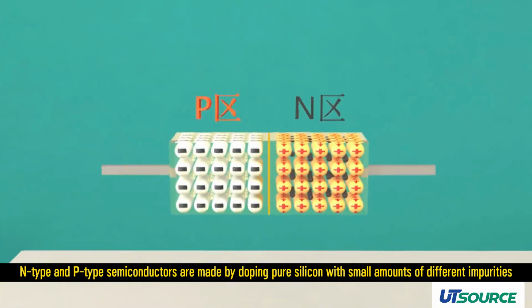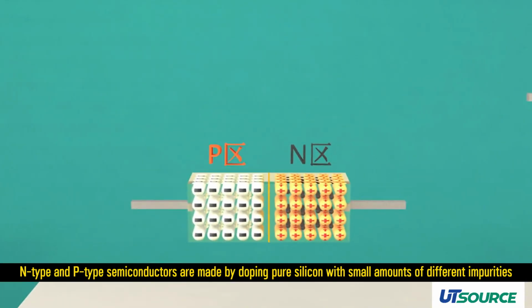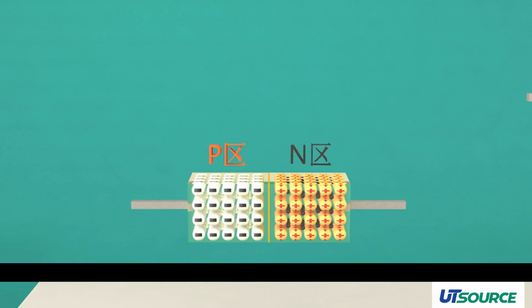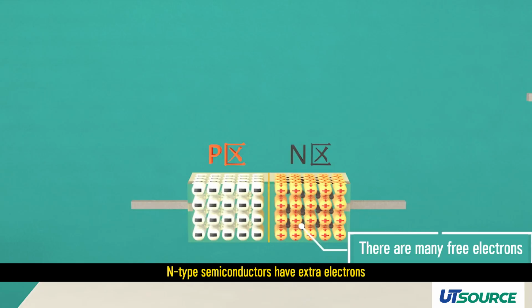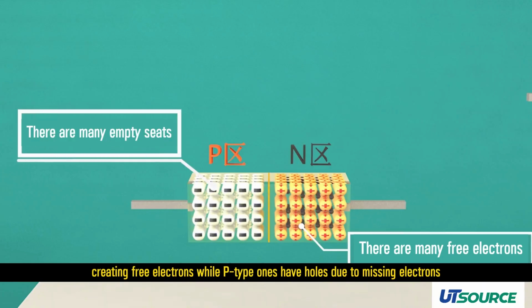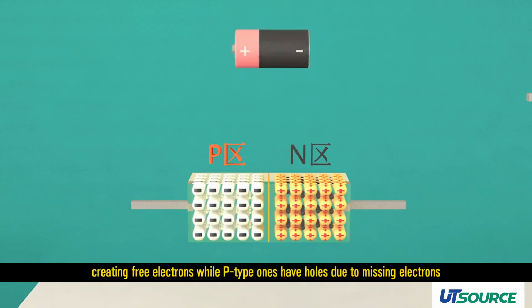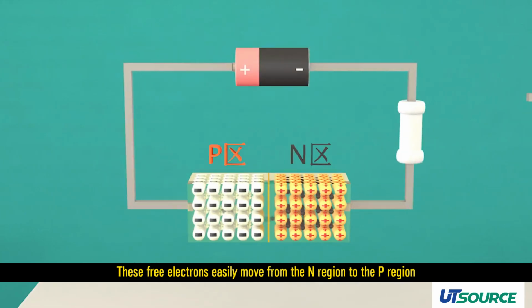N-type and P-type semiconductors are made by doping pure silicon with small amounts of different impurities. N-type semiconductors have extra electrons, creating free electrons, while P-type ones have holes due to missing electrons. These free electrons easily move from the N region to the P region.